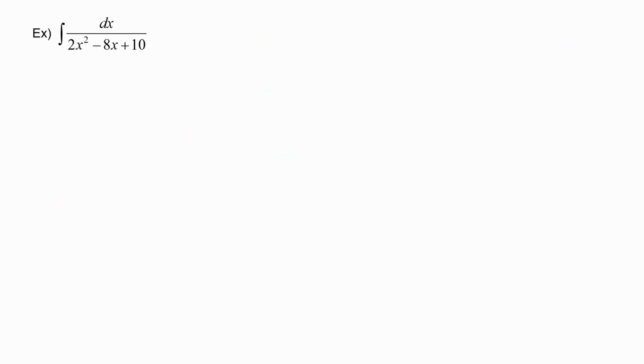In this example, we have the integral of dx over the quantity 2x squared minus 8x plus 10. Right away, I see I could factor a 2 out of each of the terms in the denominator. So I would want to rewrite this as 1/2 times the integral of dx over the quantity x squared minus 4x plus 5.